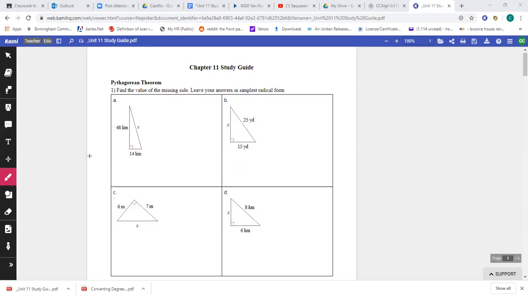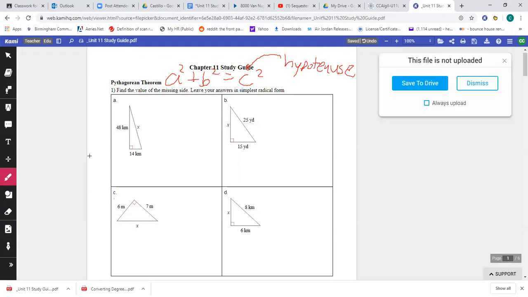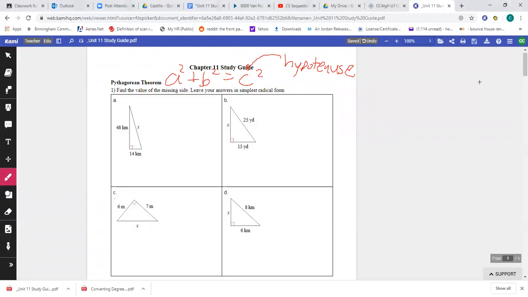And remember, Pythagorean Theorem is a squared plus b squared equals c squared. Remember that c is the hypotenuse. It doesn't matter with the other two legs which one you make A and which one you make B. You just have to remember that C is your hypotenuse. So, for example, letter A, X is the hypotenuse here.